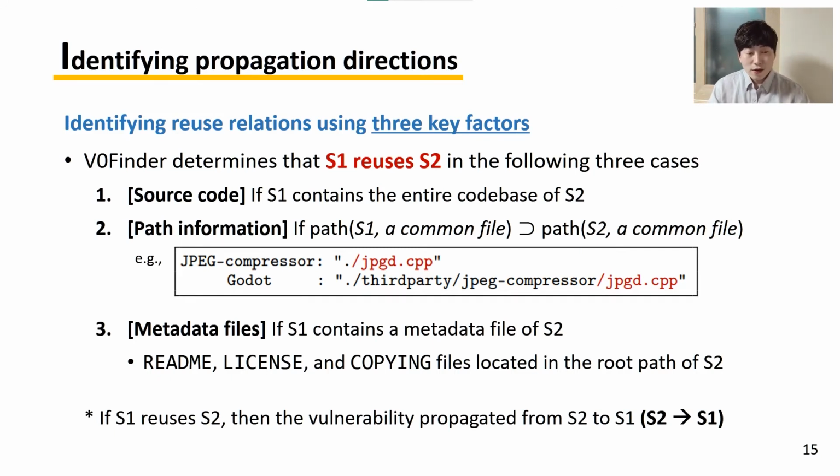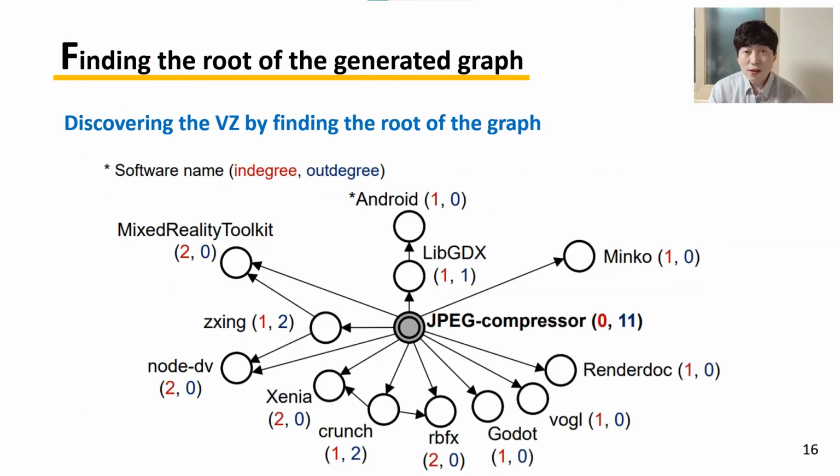According to the identified propagation directions, V0Finder connects the corresponding vulnerable software detected in phase 1. As a result, the vulnerability propagation graph is generated. Finally, V0Finder discovers the VZ by finding the root of the generated graph, which is the starting point of the vulnerability propagation. More details and justifications of our techniques are explained in the paper.